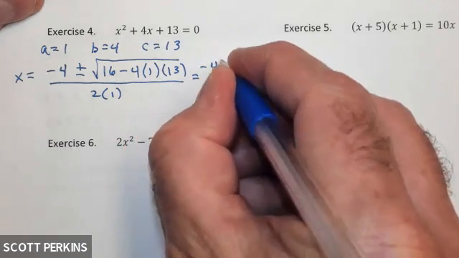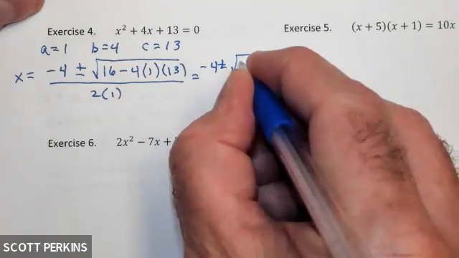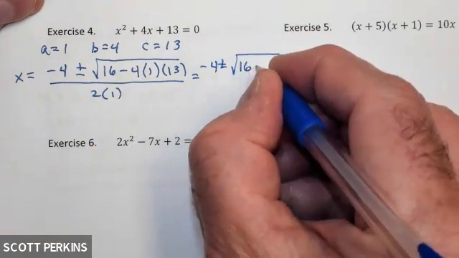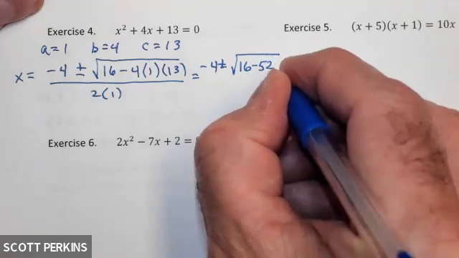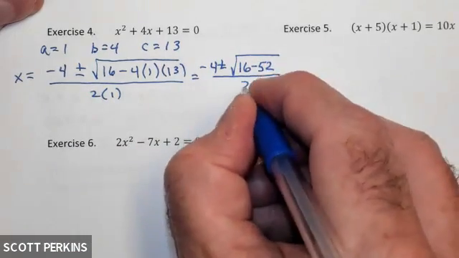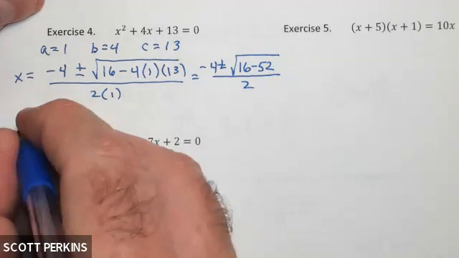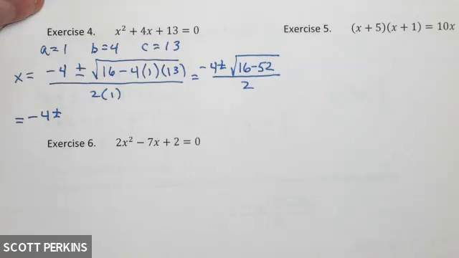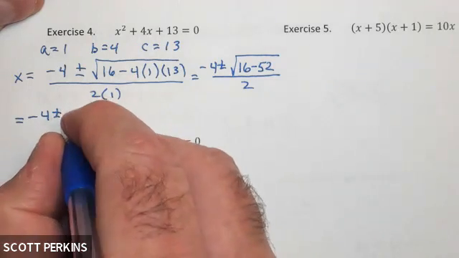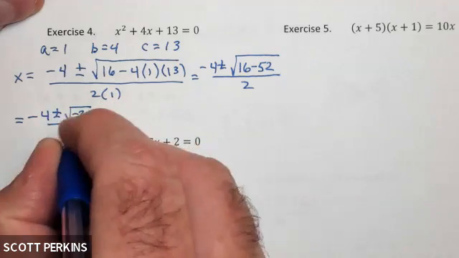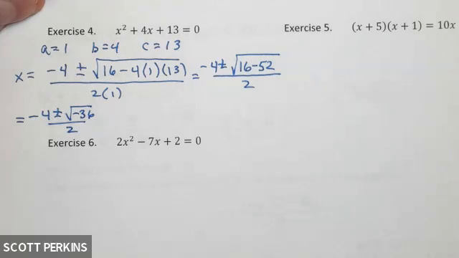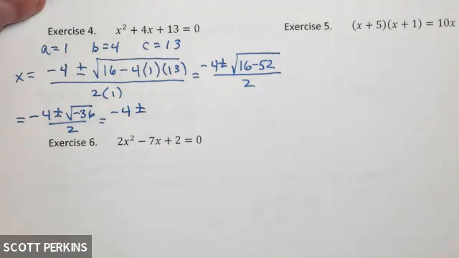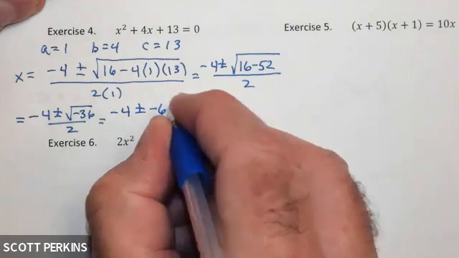So I will take care of what's under that radical, making that look a little better. 13 times 1 is 13, times negative 4, that is negative, what's that, 52? 2 times 1 is 2. 16 minus 52, that looks like it's going to be negative 36. So once again, we got a complex number. So I have in the top negative 4 plus or minus the square root of negative 36 is negative 6i.